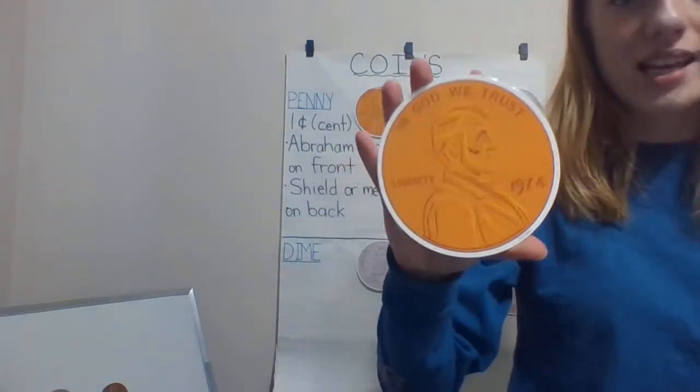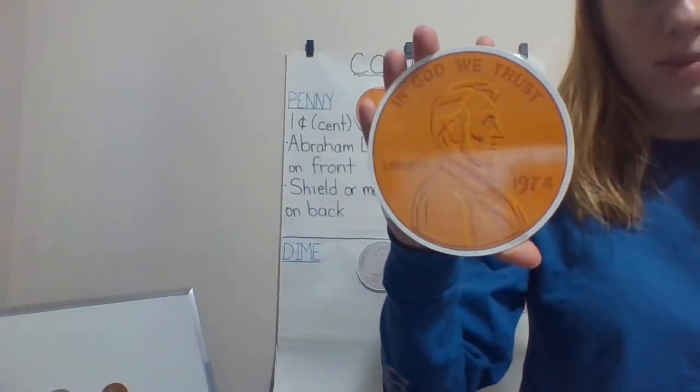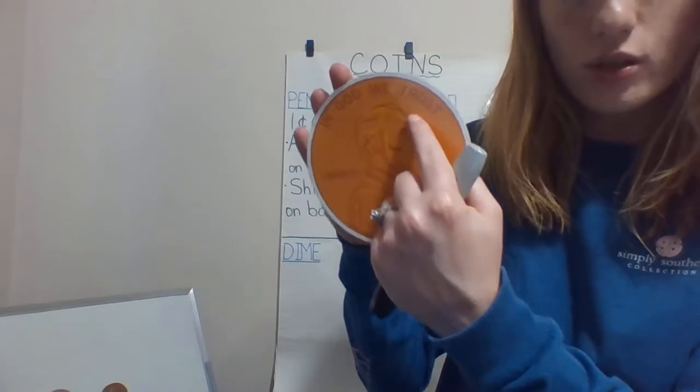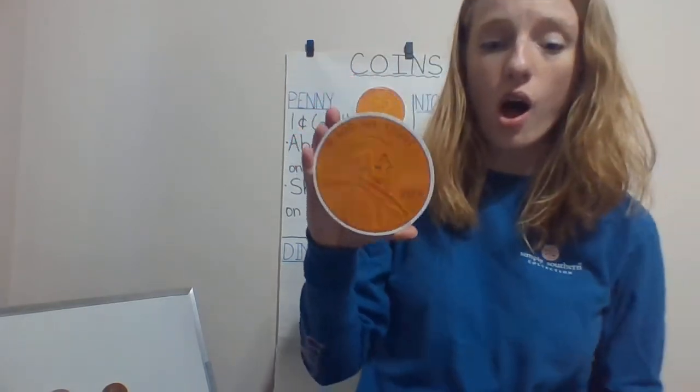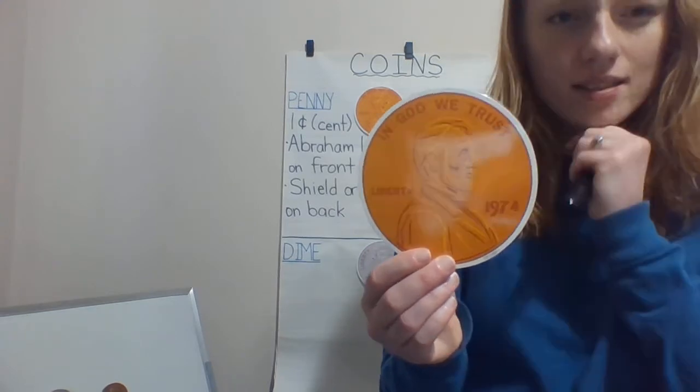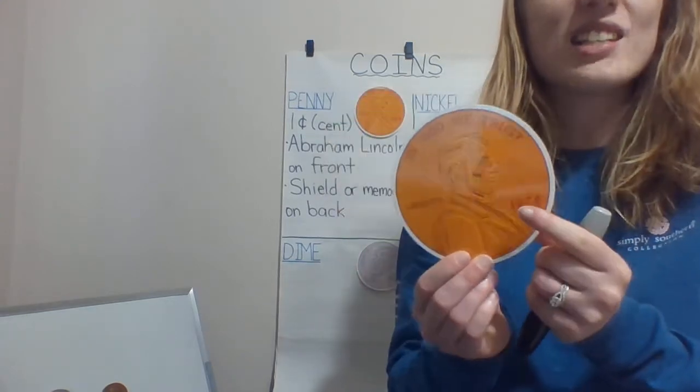So what are some other things you notice about the front of the penny? Well, at the top it says, "In God we trust." You will see that at the top of all of the coins that we look at. What about that? What does this tell us? That tells us what date the penny was made.